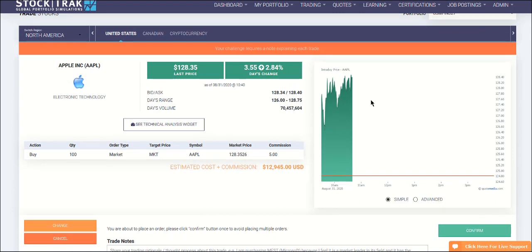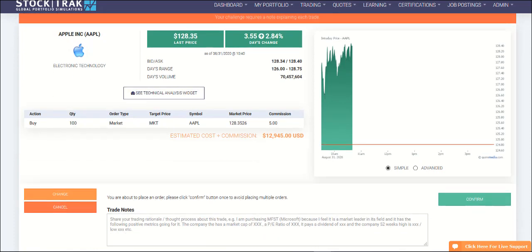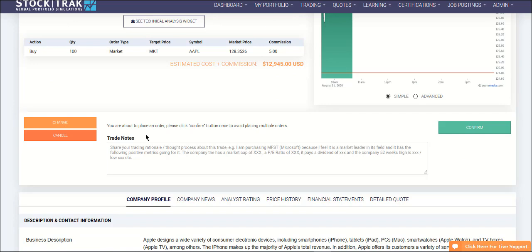It says, and you can barely read it, this is kind of bad. You can barely read it here. It says your challenge requires a note explaining each trade. So I need to put in a note.